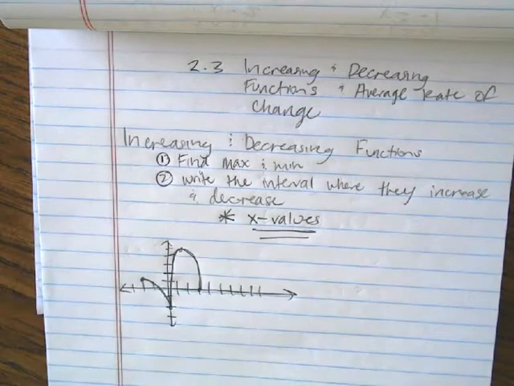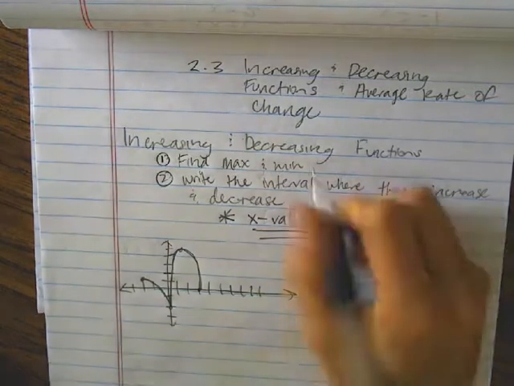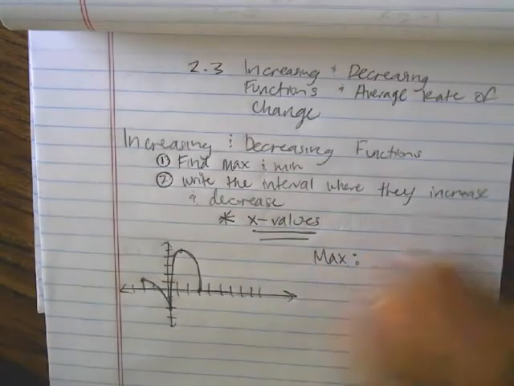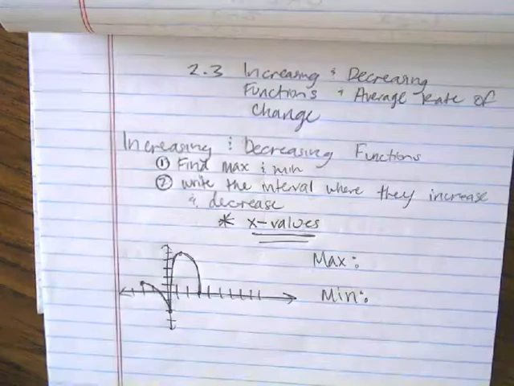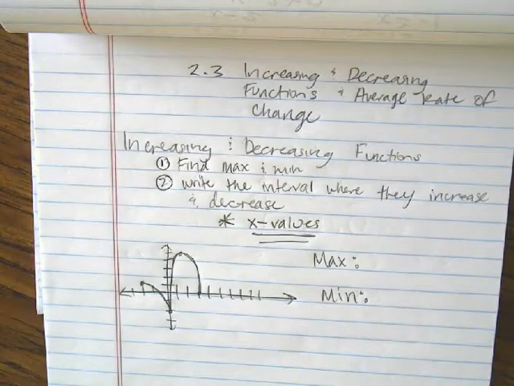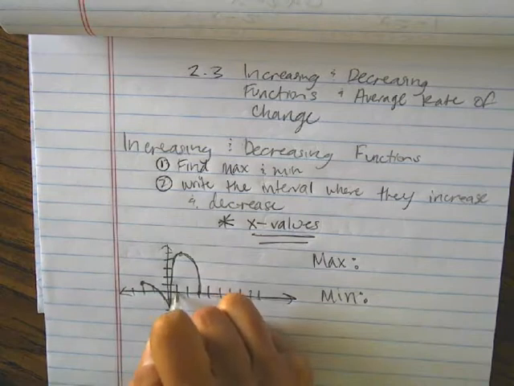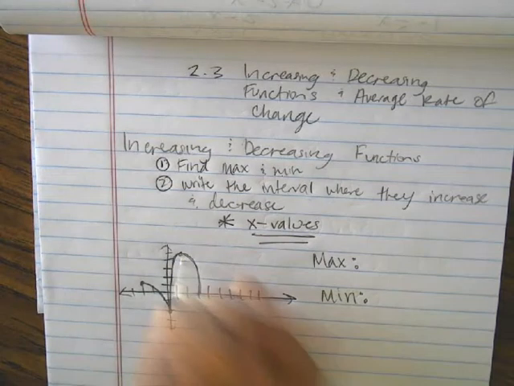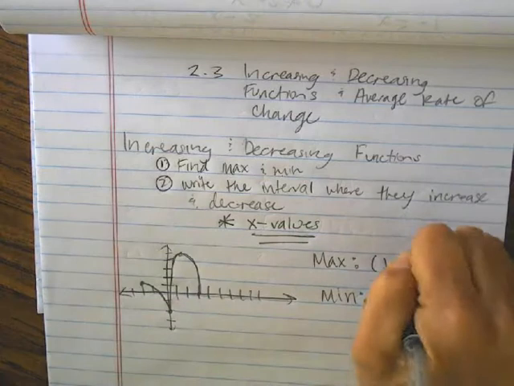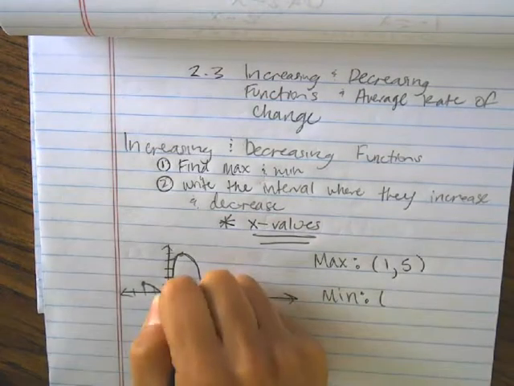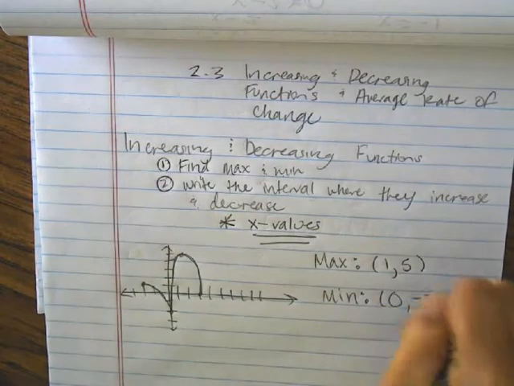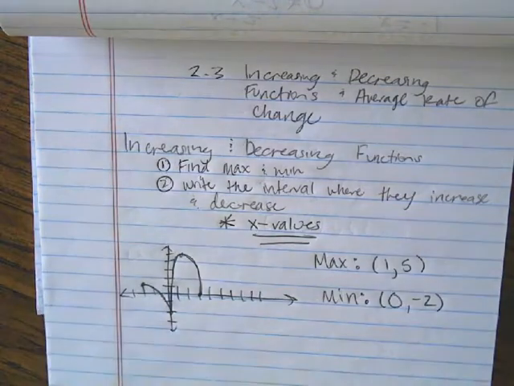So the first thing I'm going to do is find my maxes and my mins. So I'll write max and min. When I say find maxes and mins, in this case we only have one max and one min. So our max here is 1, 2, 3, 4, 5. So (1, 5). Our min is (0, -2). So that's pretty easy to find, the max and the min.